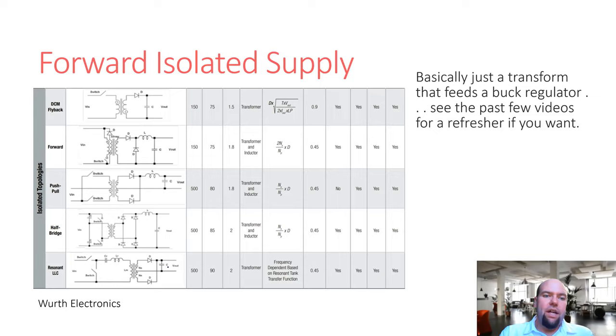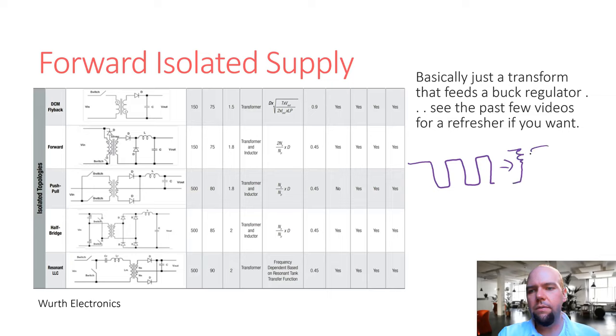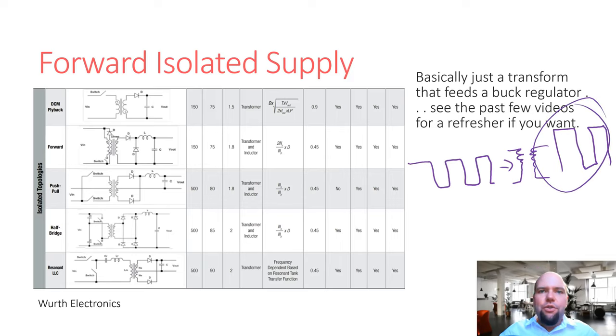A forward isolated supply. If I told you to create an isolated supply with a transformer and I didn't tell you anything else, you didn't know any other design thing, probably what you would come up with is, well, let's just take a signal and chop it up with a MOSFET. Let's just take a signal, chop it up, and then run this through a transformer and then boost it up to the other side. And then on this other side, let's just do the normal business with it.